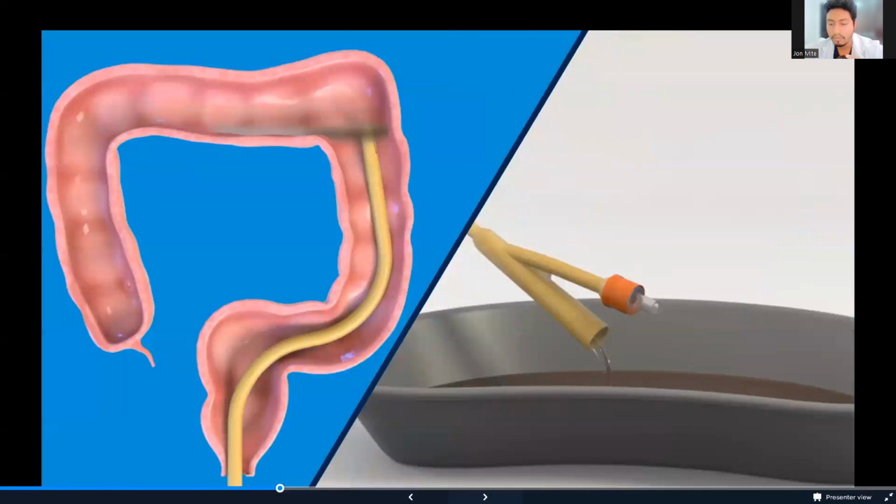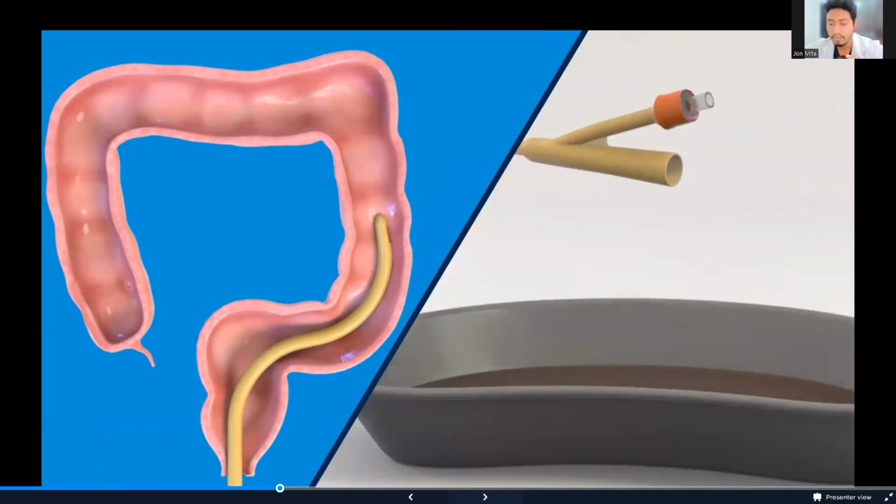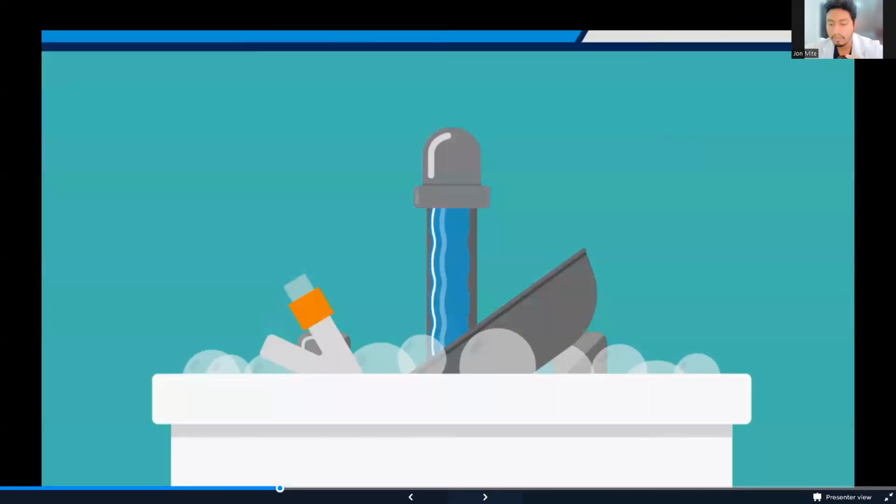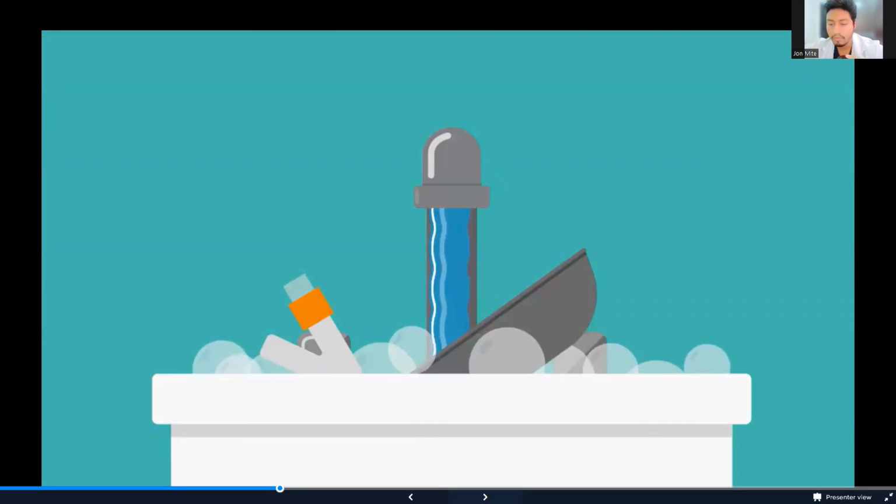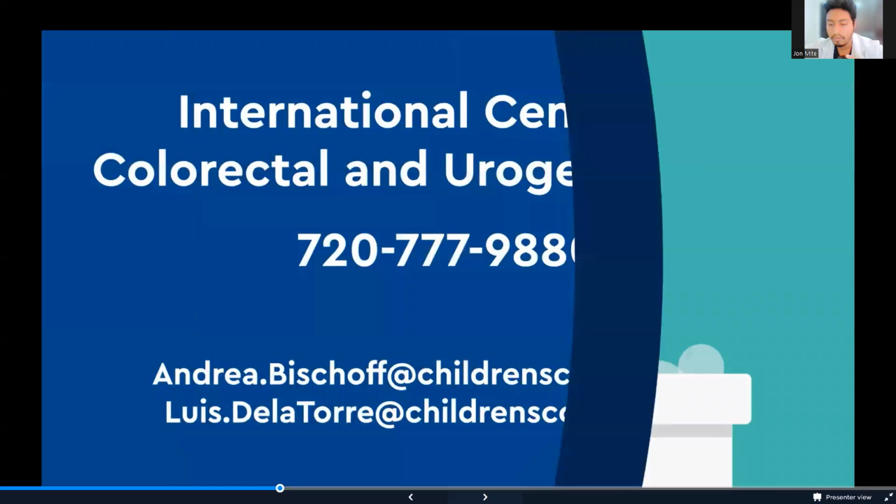Once the drained fluid is clear, remove the catheter from the rectum and wash your supplies with soap and water, then set out to dry. The supplies are reusable. For more information, please.